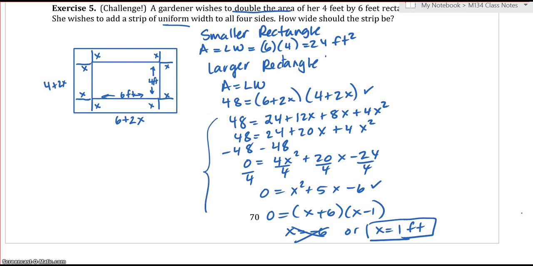Here's how I solved it. First, we expanded the right side, subtracted 48 to get a 0 and combined like terms, divided everything by 4, because I noticed 4 was common, ended up with this equation. Factorable, got 2 answers. x is -6, which, a negative number, does not make sense. So the answer is 1. You add 1 foot to all sides.